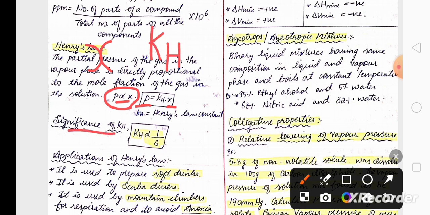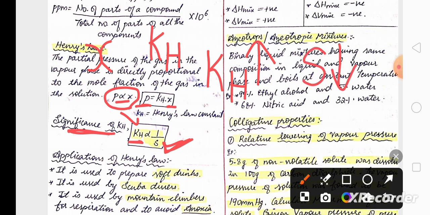Henry's law constant has important significances. KH, Henry's law constant, is inversely proportional to solubility of a solute or a gas in the solvent. So the relationship between KH and solubility is inversely proportional. It means if the KH value of any particular gas is more, its solubility is less. If KH value of any particular gas is less, its solubility will be more.